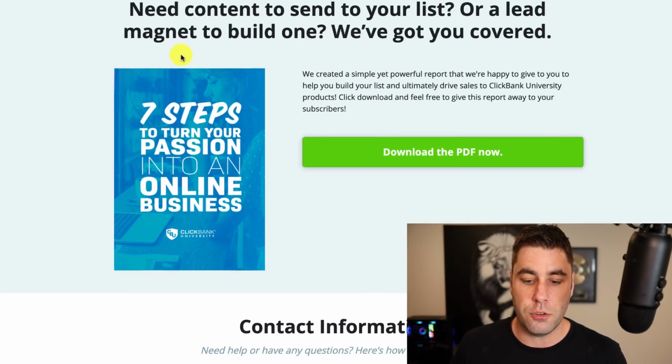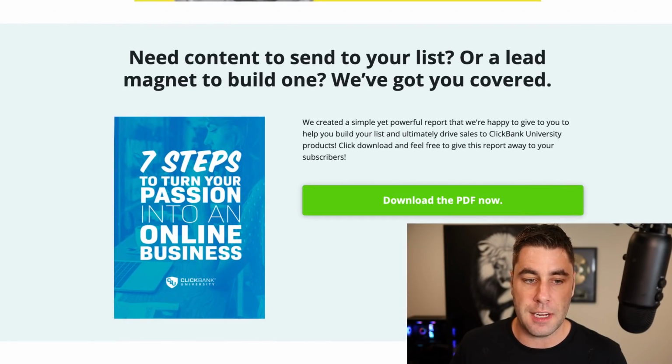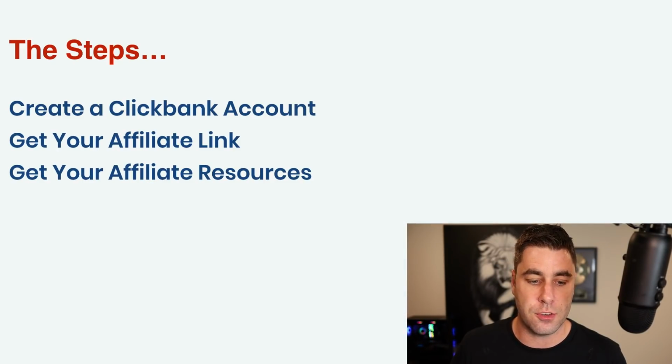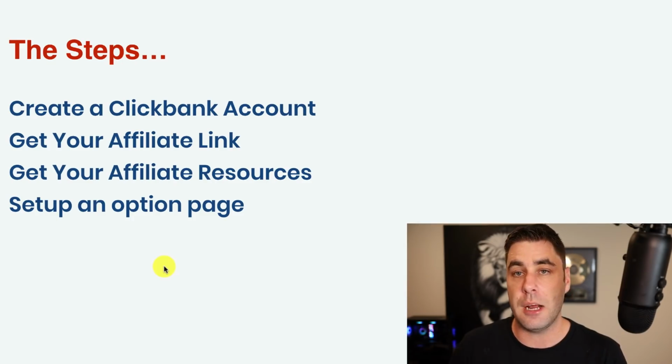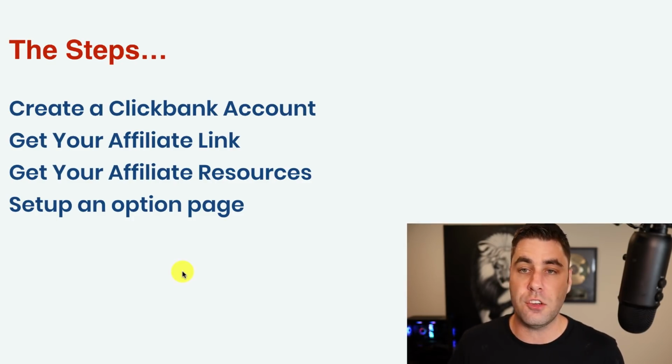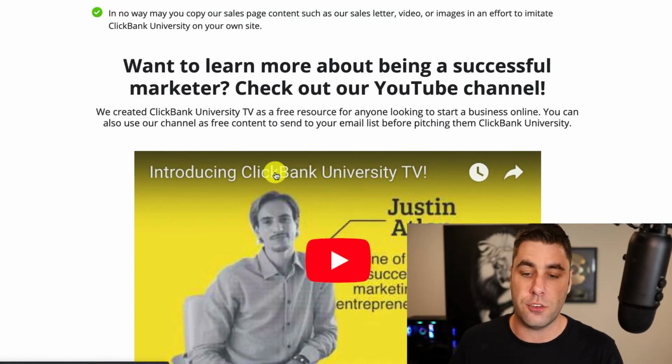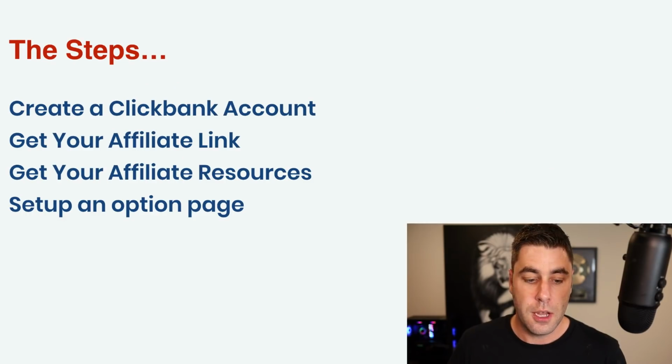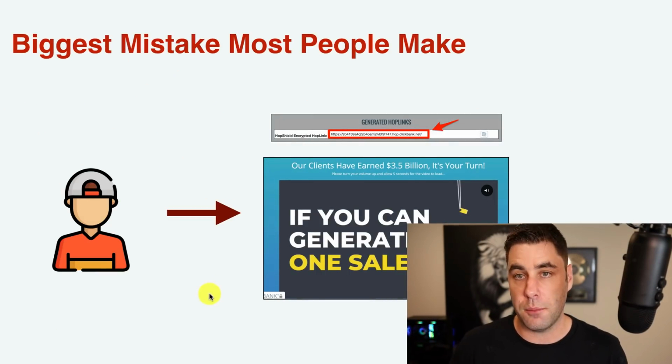So the next step is we have the resources. Now what we want to do is set up what we call an opt-in page. Okay, now this is where things get a little bit interesting. Once you have all the resources, you've got the link, and you've found the resource page, this is what you want to do next. But this is a big mistake that a lot of people do first.